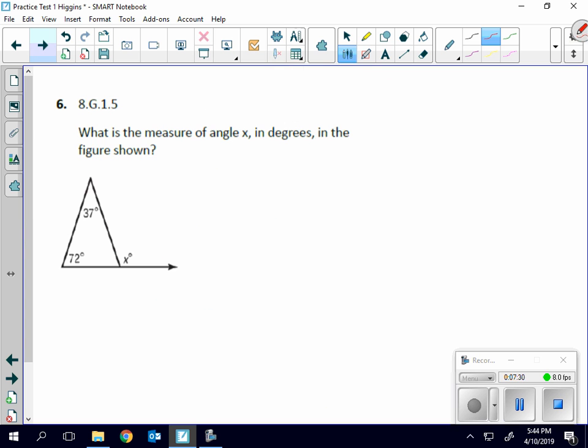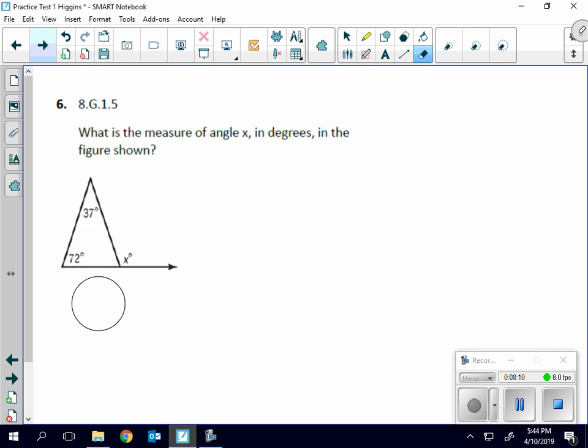All right, let's do number 6. What is the measure of angle x in degrees in the figure shown? Make sure you take a second and draw that. All right, there are 2 ways to find this. You could do something where you find this angle. You know that all 3 angles in a triangle add to 180, right? So you take your 2 and you subtract it from 180, find this interior angle. And you also know that this angle here, I'll call it y, and angle x together add to 180, so I would subtract whatever y is from 180.